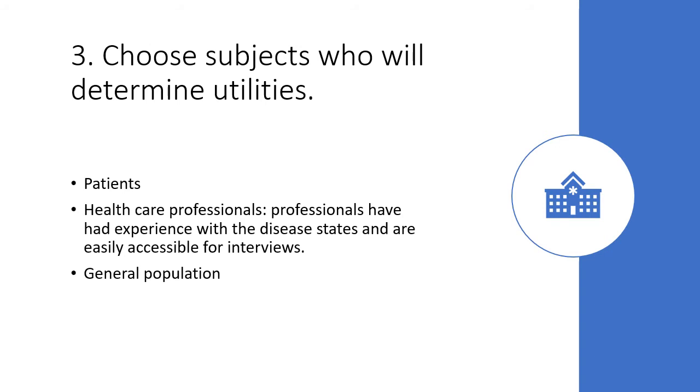Choose subjects who will determine utilities. It's the third step, in which you have to choose. The subjects can be patients or healthcare professionals. Professionals have had experience with the disease states and are easily accessible for interviews, and it can also be the general population. So these are the subjects which we can choose to determine our utilities.